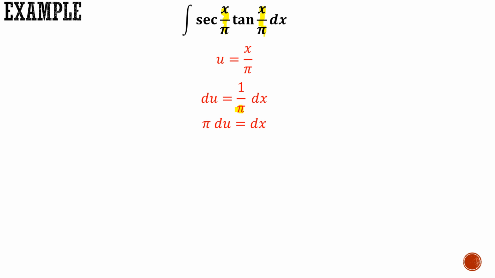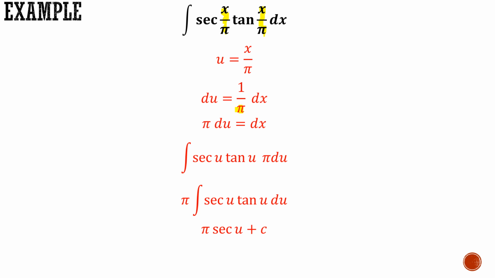And now I'm going to substitute that back in. When I substitute it back in, I'm going to end up with secant u, tan u, pi du. And then I'm going to take that pi out of my integral, since it's just a number. So pi integral secant u tan u du. And I know that the integral of secant u tan u is just secant u. So I'm going to have pi secant u plus c. And again, I don't like that u in my problem since I wasn't dealing with u to begin with. So I'm going to replace that back in with the x over pi. So I have pi secant of x over pi plus c.